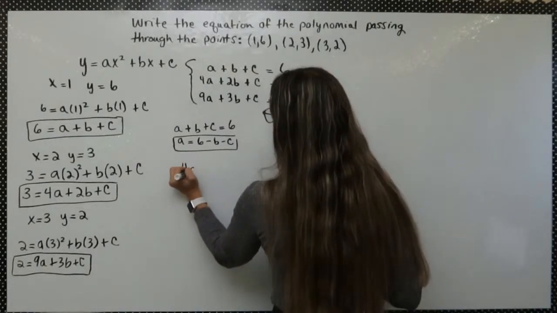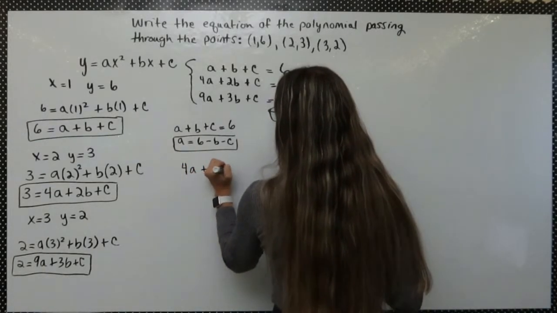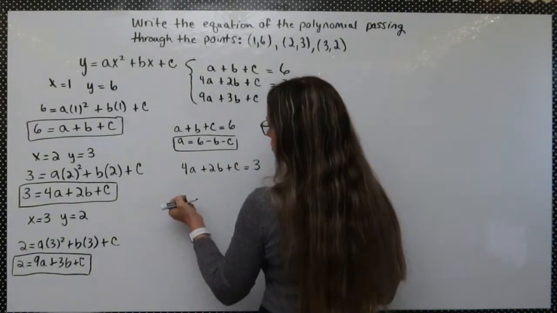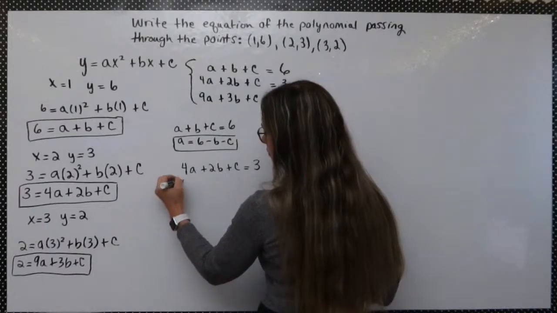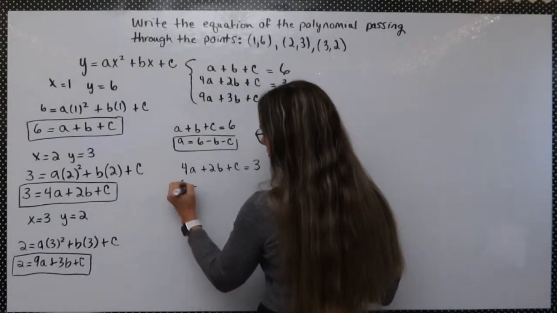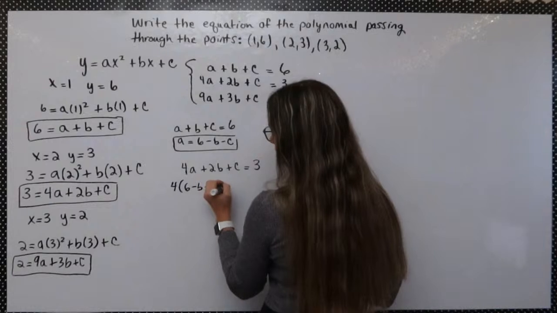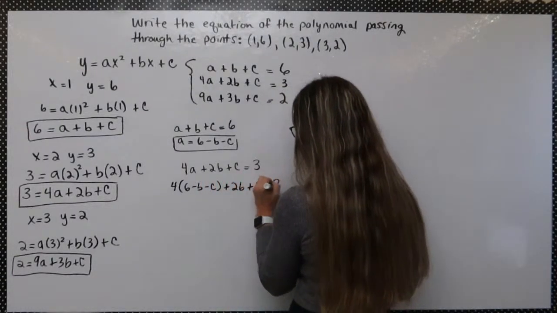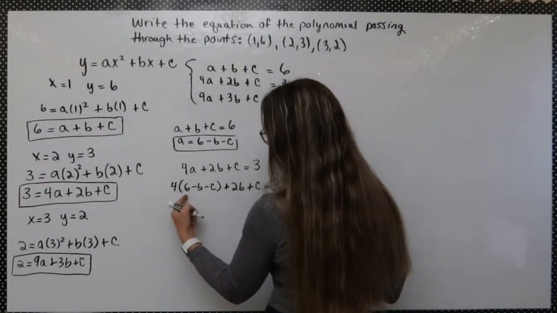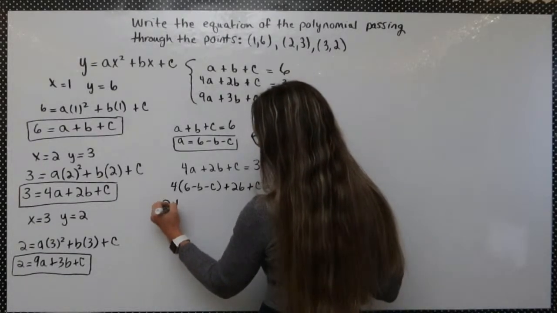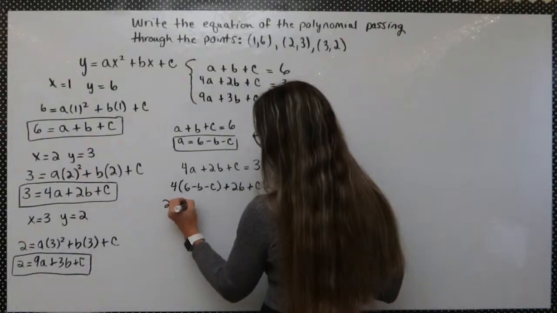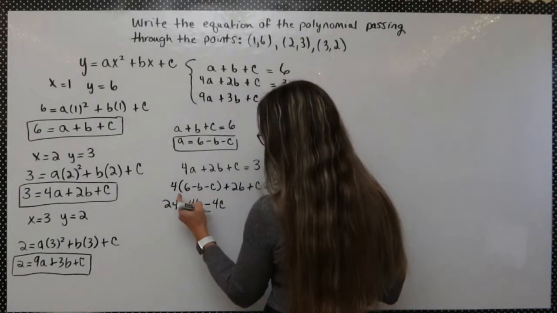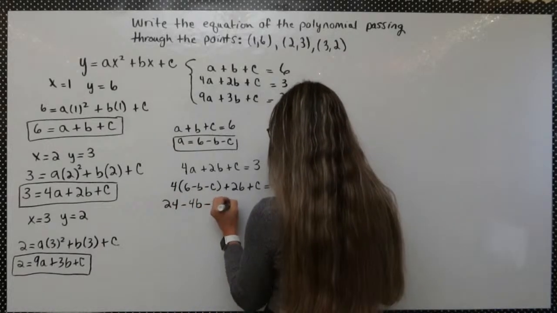So this is going to be 4a plus 2b plus c equals 3. So I plug in a, it's going to look like this: 4 times 6 minus b minus c plus 2b plus c equal 3. And so 6 times 4 is 24. And then we have negative 4b minus 4c, just using that distributive property.